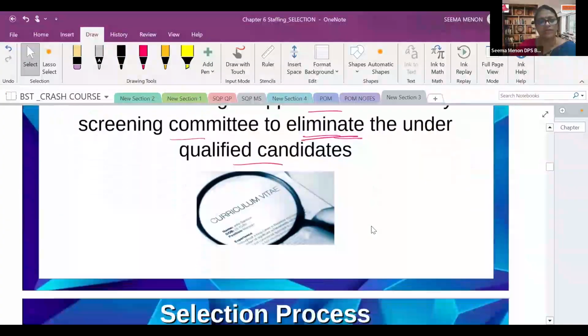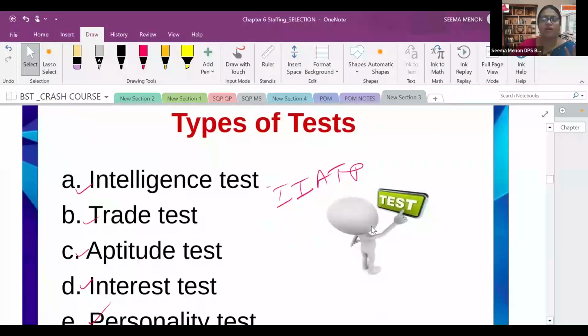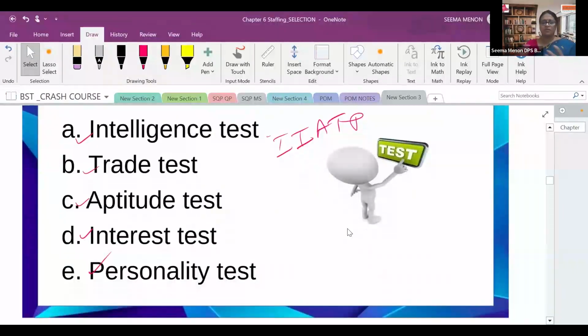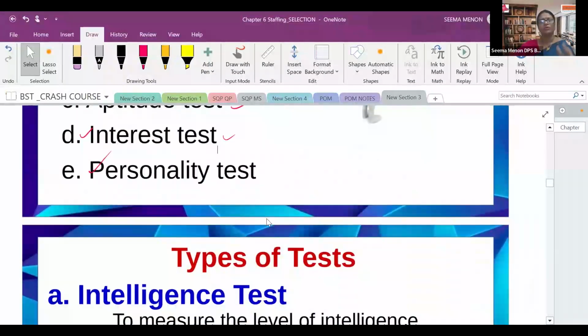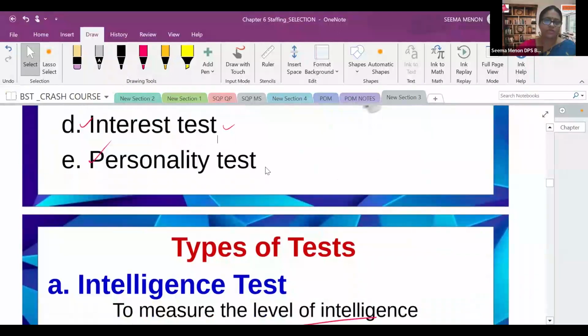Then comes the selection test. In the selection test, you have 5 types of test. Intelligence test means their basic intelligence level. Trade test means how much they are interested to do that particular work or not. Aptitude means the ability to learn something new. What is their skill? Will they learn easily, or are they very slow learners? Then comes the interest test: how much they are interested or involved in that particular work or task. Personality test to know their emotions, their ethics, values, and their reactions, etc.